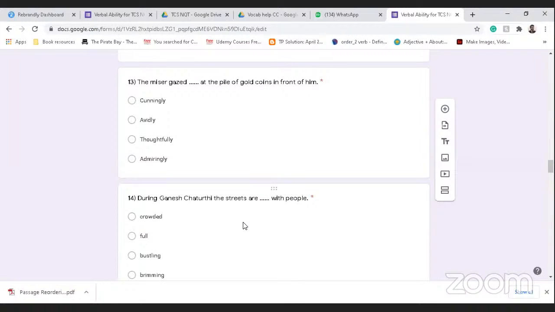13. The miser gazed dash at pile of gold coins in front of him. Miser कौन होता है? Miser, person who's कंजूस, right? Who never spends. अभी कंजूस बंदा क्या करता है? कनिंगनेस तो उसका नहीं है ना. कनिंगनेस डजंट कम टू अ माइजर. इज नॉट अ कनिंग पर्सन. कनिंग इज श्रूड, समथिंग टू डू विद द नेगेटिव एस्पेक्ट ऑफ स्मार्टनेस. थॉटफुल भी नहीं. इंटेलेक्चुअल पर्सन थॉटफुल होता है. एडमायरिंग कौन होता है? अ पर्सन हु गेजेस एट द ब्यूटी एंड ऑल दैट्स एडमायरिंग. द बेस्ट वर्ड इज हियर इज एविडली.